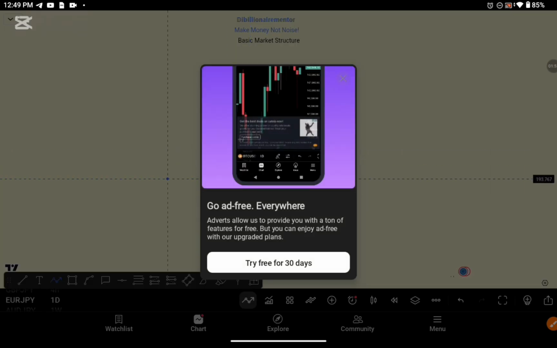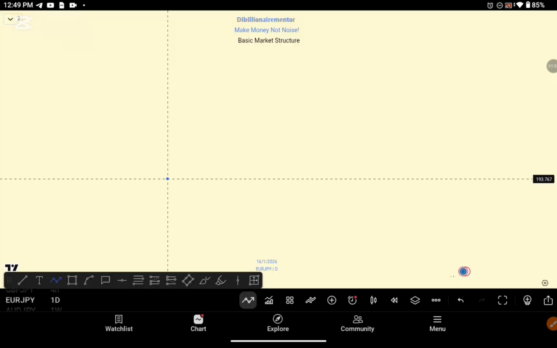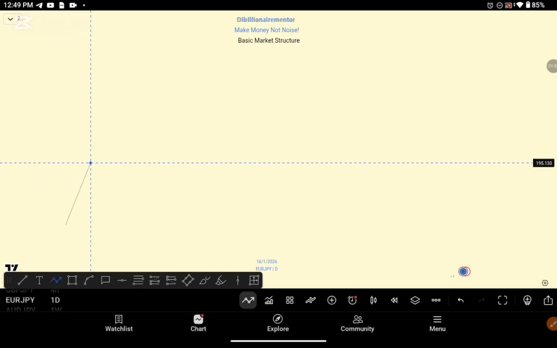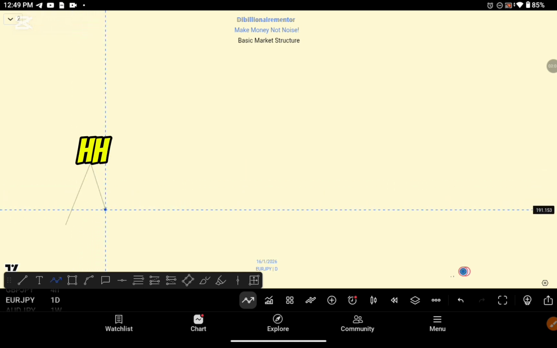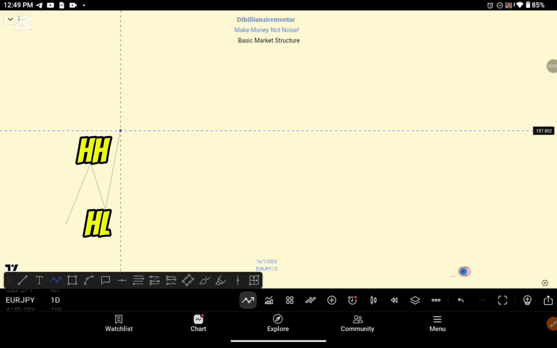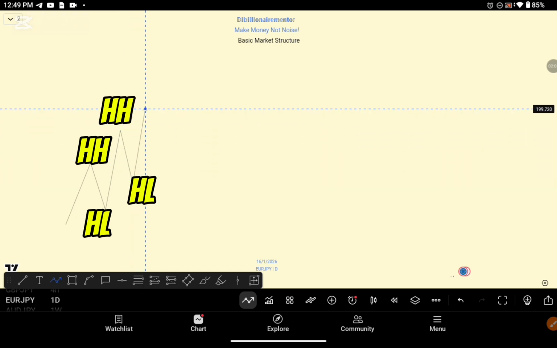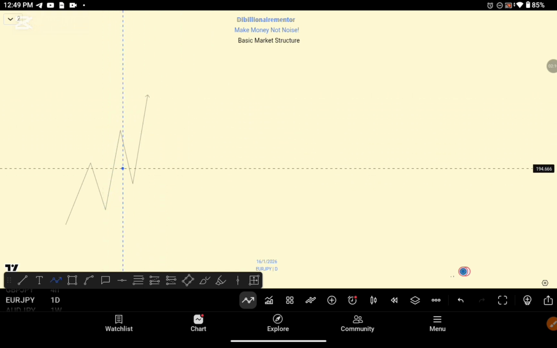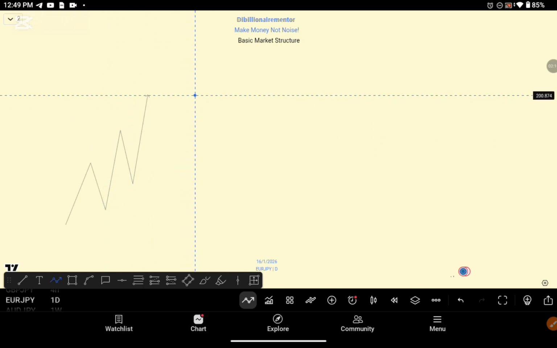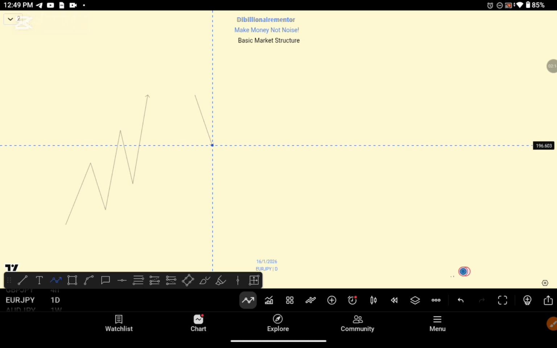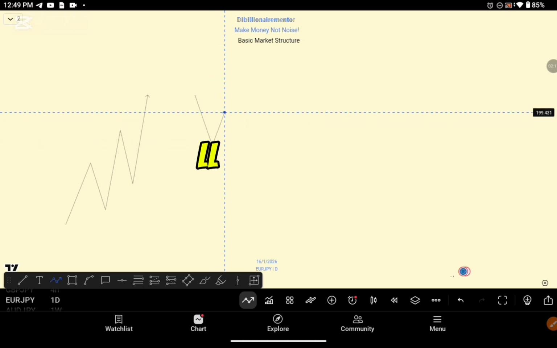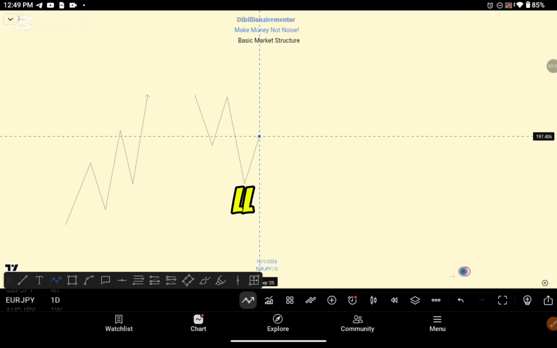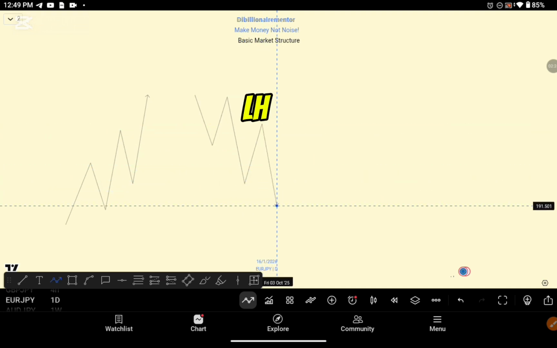So we have three types of market structure. We have the uptrend. This is the bullish market structure, whereby you see higher high and higher low, higher high and higher low, and so on. Then we have the bearish market structure, whereby the market gives us lower low, lower high, lower low, lower high, lower low, like that.